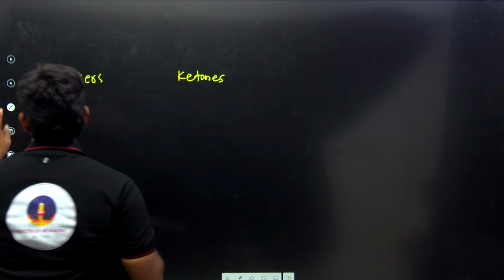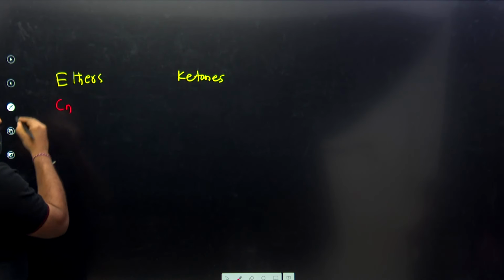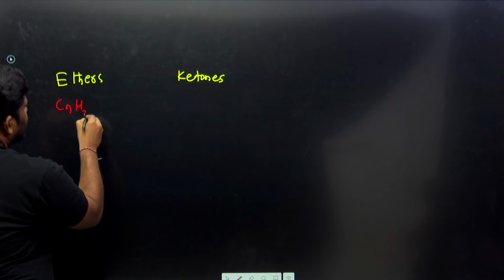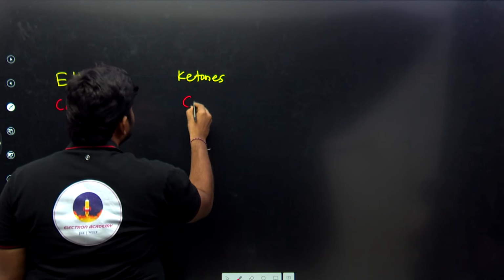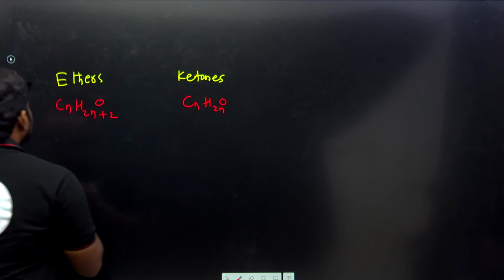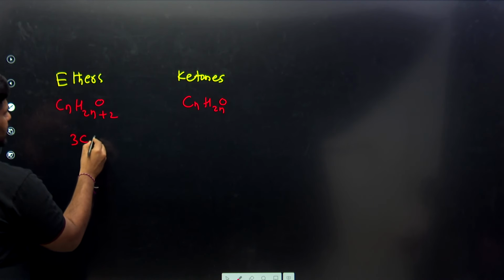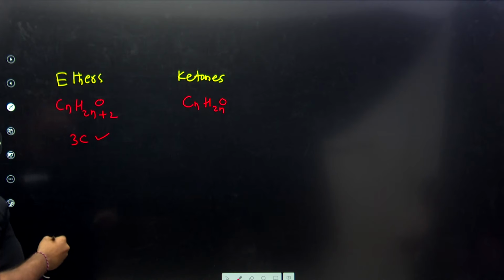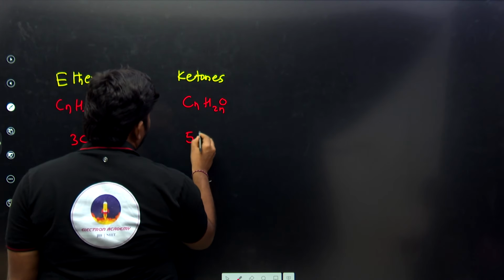Ethers, ketones. So what is an ether generally? The general formula for ether will be CnH2n+2O. Ketones: CnH2nO. Right. In this, the minimum how many carbons? 3 carbons there, then only it will exhibit this one. Here how many carbons? 5 carbons.